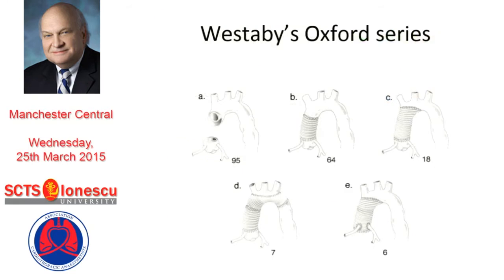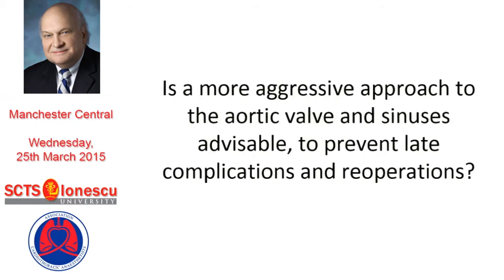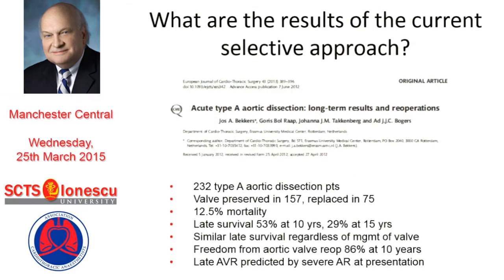The description of the operations that he performed I put up here mainly just to point out that at the bottom right, he had only 6 root replacements in that entire series and yet generated very, very good midterm results. But as surgeons, we're always asking ourselves, should we be doing more? We know that some of these patients come to reoperation. We've been emboldened by our improving operative results with these operations. So it is natural to ask, is a more aggressive approach to the valve and sinuses advisable in the name of preventing late complications and reoperations? But what are the results of our current conservative approach?